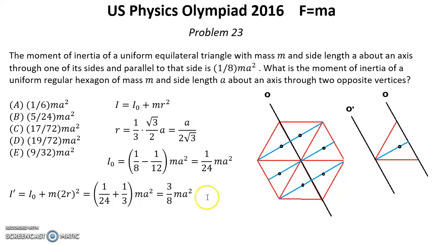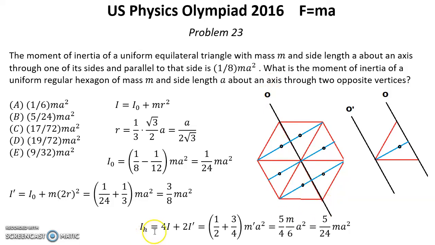And now we can count the total moment of inertia for this hexagon. That will be this expression: 4 times I for 4 triangles plus 2 I prime for 2 other triangles, which is equal to (1/2 plus 3/4) m prime a squared. M prime is the mass of our triangle in the hexagon, because it's 6 times less than mass m. And finally we have 5 over 24 m a squared, which is answer B. And this is the correct answer.